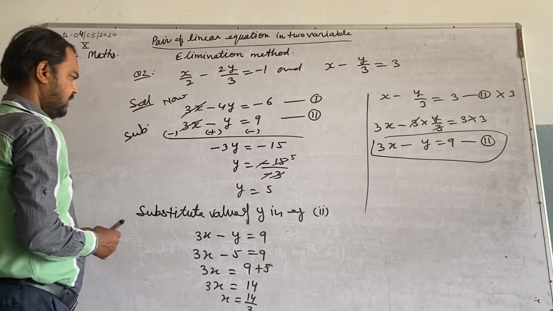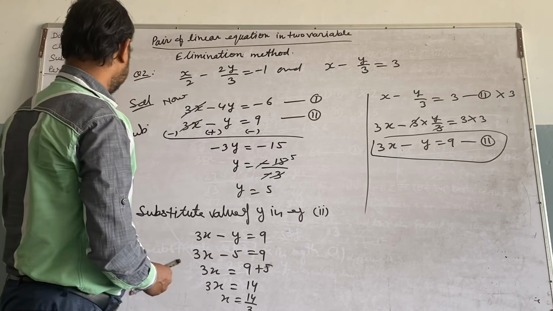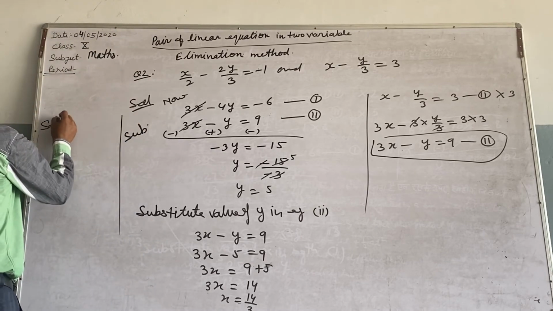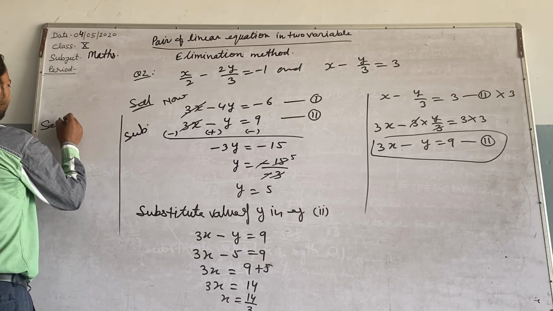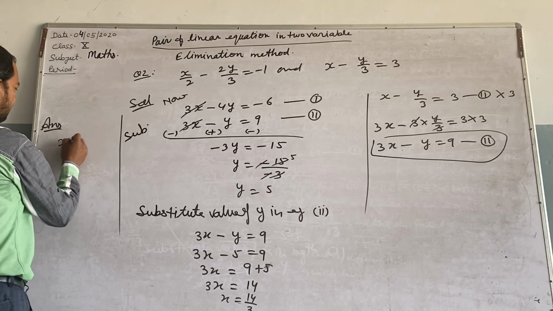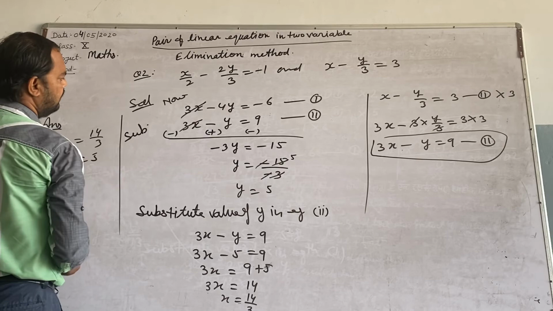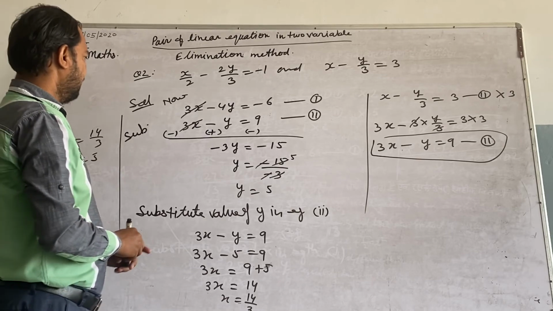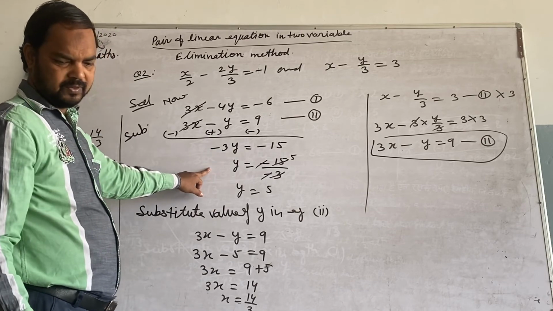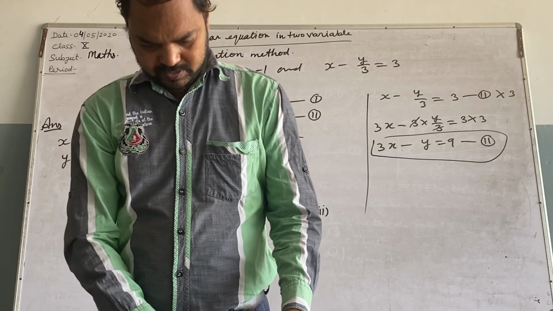Isn't it? x equal to 14 upon 3. So this is the solution, or we can say the answer is x equal to 14 upon 3, y equal to 5. Okay, x equal to 14 upon 3, y equal to 5. One more thing we want to check over here.